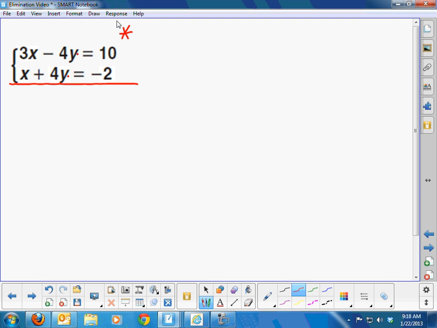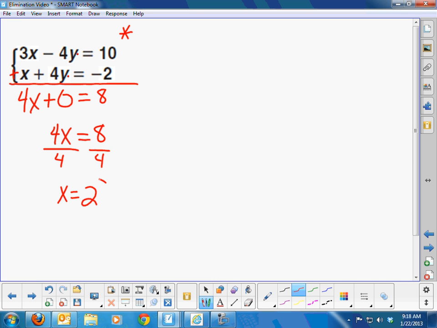So I'm just going to use regular addition. So this becomes plus 3x plus x is 4x. That is 0. We talked about that. And then 10 minus 2 is 8. So this is 4x is equal to 8. I eliminated y completely from my equation so I can solve for x. I'm going to divide everybody by 4. X is equal to 2.